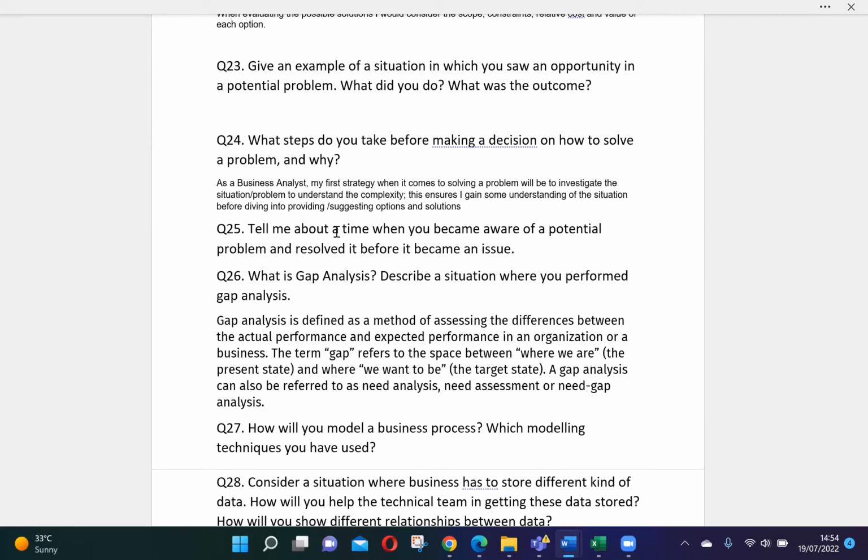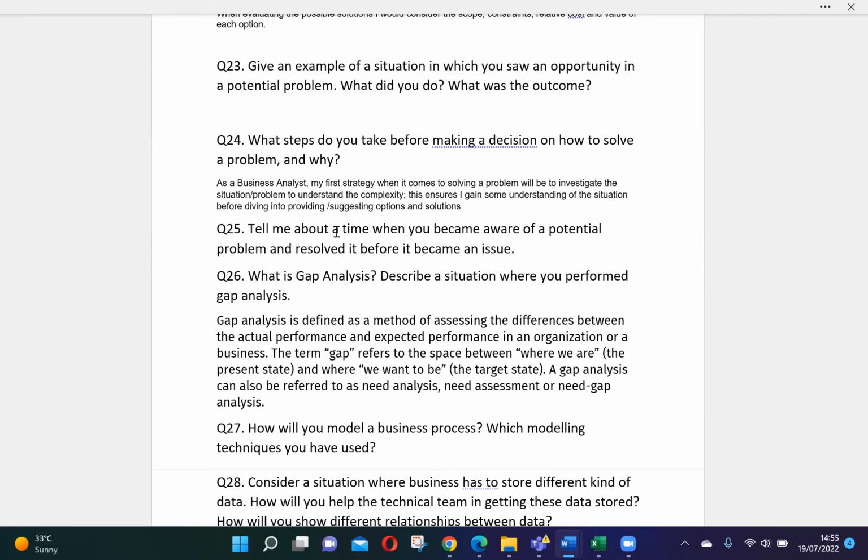The answer that you're giving, you are again defining gap analysis. You're not describing a situation. So the situation was that the business's current state was classroom-based training for their trainees, and they wanted to move out of classroom-based training into online cloud training. I came in as a BA to identify the gap and bridge that gap by doing my AS-IS analysis and TO-BE analysis, which is the current state and the target state of the business, where they want to be.